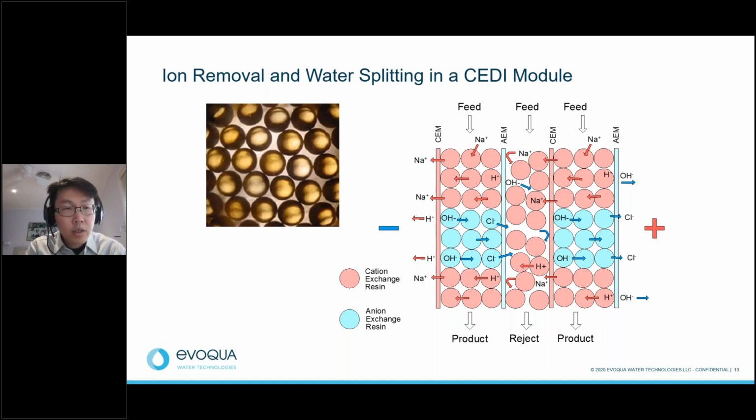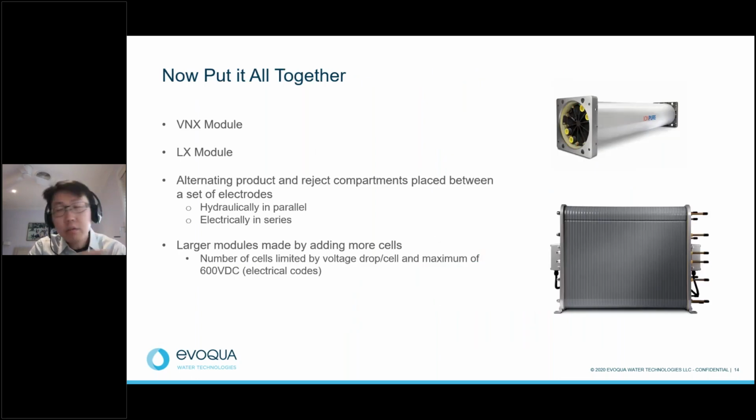That is about 50 microsiemens. And then on the product side, it will be all of the clean water that is going to be 10 megohms or at least 0.1 microsiemens at least. So when we put all this in a module, that is going to form the VNX module and also the LX module. So all of these compartments and the membranes are being placed alternating.